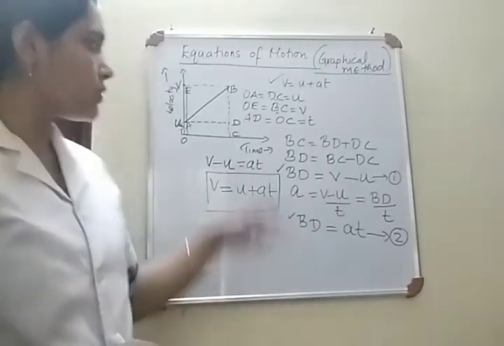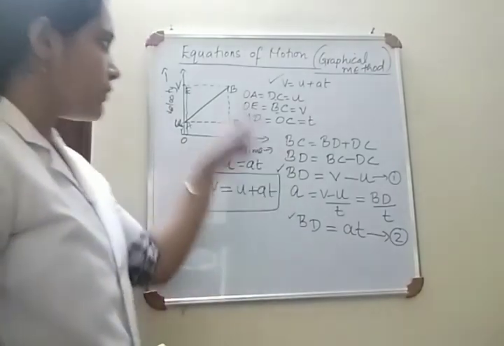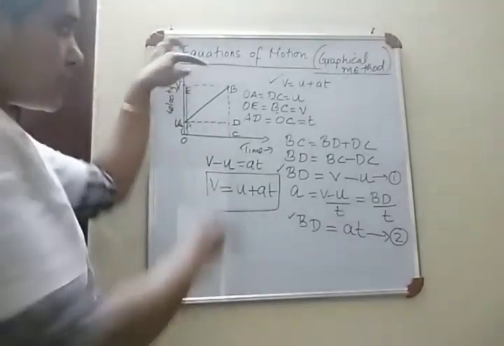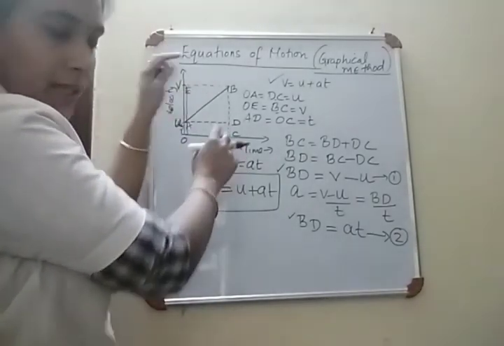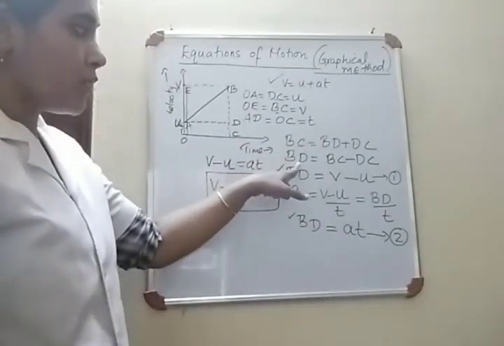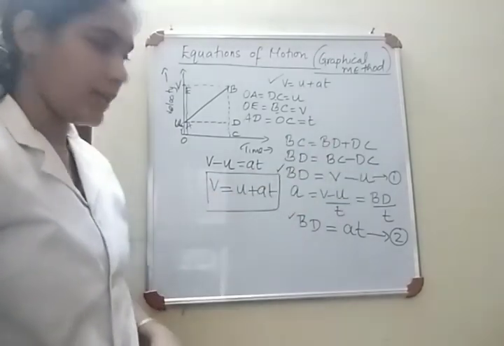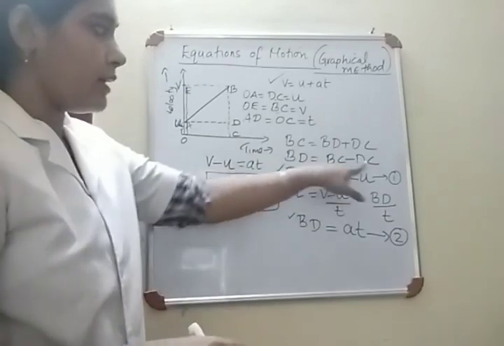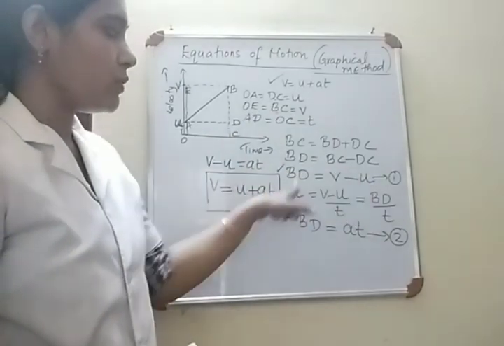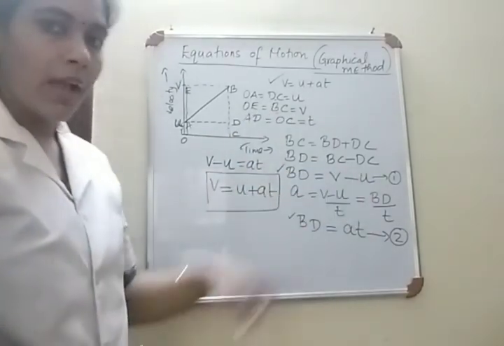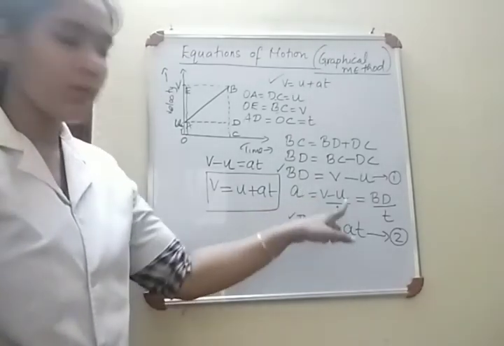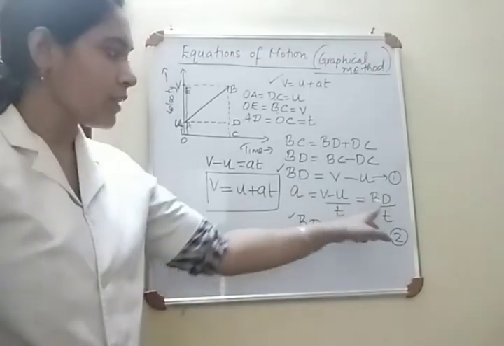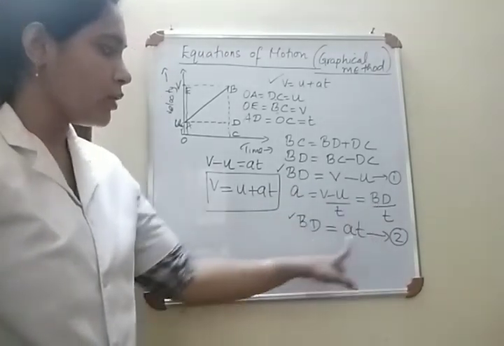It's very easy, you just need to focus on the graph. We need to start from the final velocity BC. And what is BC? BC is BD plus DC. So therefore BD equal to BC minus DC. BC is final velocity V, DC is initial velocity u. So BD is equal to V minus u. And also we know acceleration A equal to V minus u by t. So what is V minus u? V minus u is BD. So BD by t. Therefore BD equal to AT.